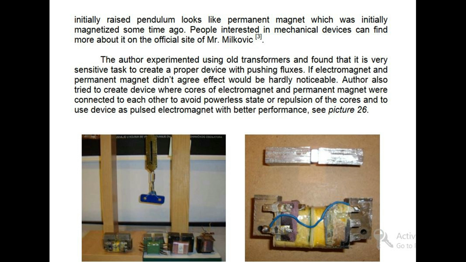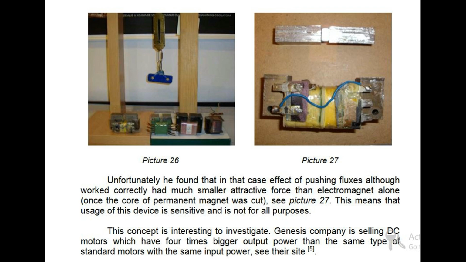The author also tried to create a device where the cores of the electromagnet and permanent magnet were connected to each other to avoid a powerless state or repulsion of the cores, and to use the device as a pulsed electromagnet with better performance, see picture 26. Unfortunately, he found that in that case the effect of pushing fluxes, although it worked correctly, had much smaller attractive force than the electromagnet alone, once the core of the permanent magnet was cut, see picture 27. This means that usage of this device is sensitive and is not for all purposes. This concept is interesting to investigate.